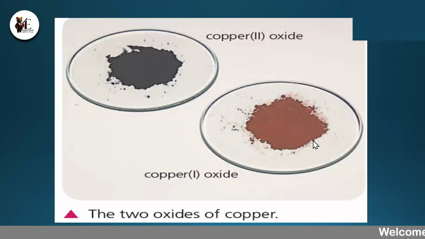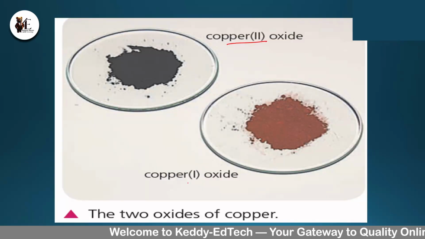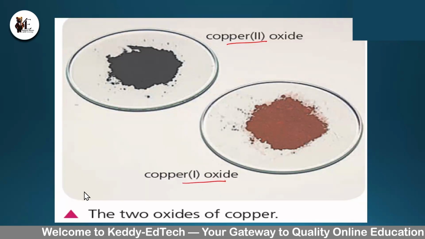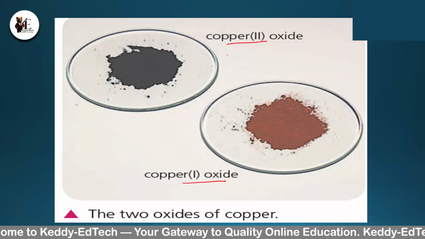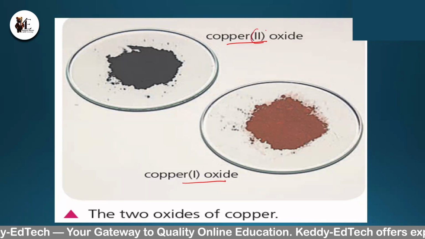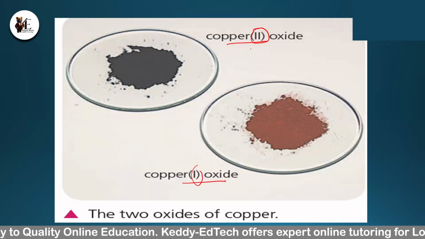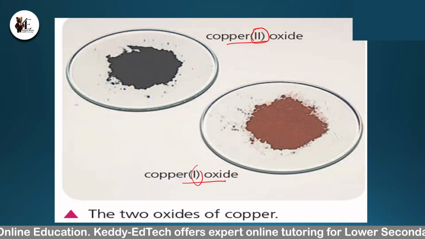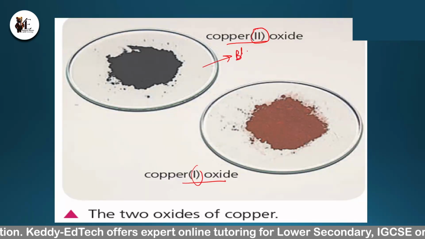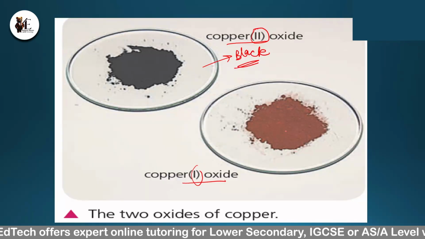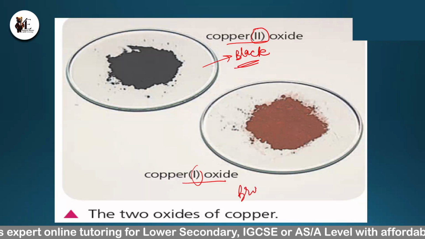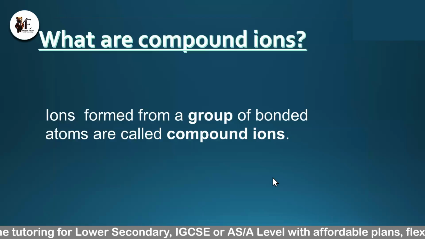Done. These are my two oxides of copper. This is also copper oxide and this is also copper oxide. The only difference is in its oxidation state or valence. It is here second, but it is here first. So you can see that by changing the oxidation state only, this is a black colored compound, copper 2 oxide, and this is a brown colored compound, copper 1 oxide.